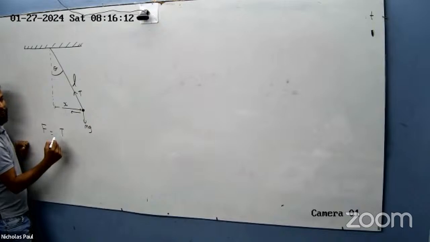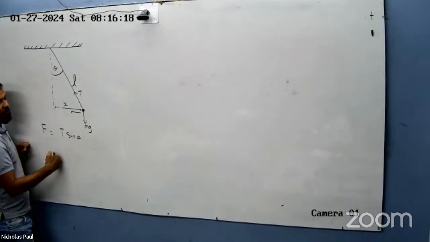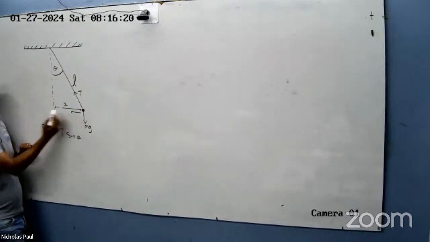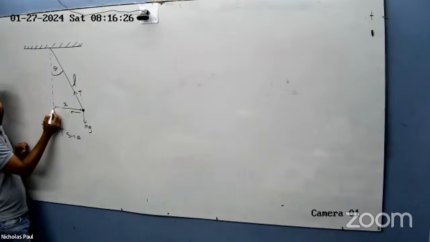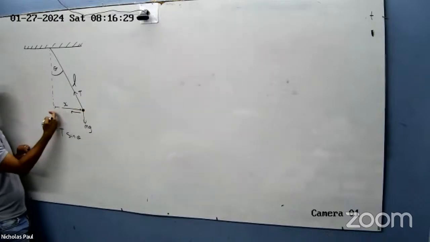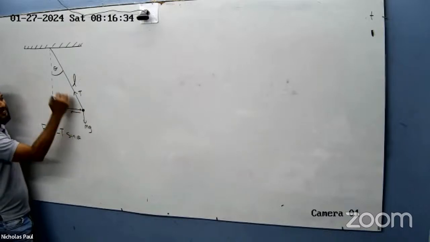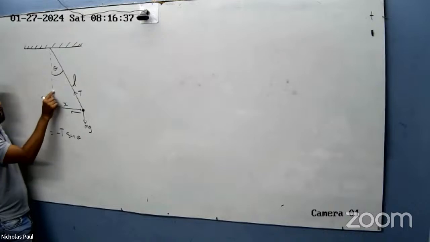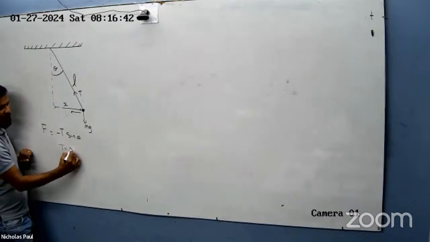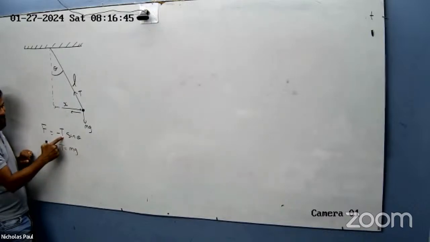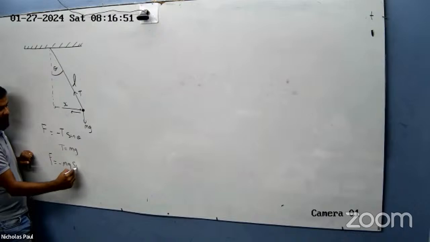If I resolve horizontally, won't I get T sine theta? And it's always acting back towards the center. Even if you pull it away here, it's acting towards the center. So F is equal to minus T sine theta. When the system is in equilibrium, tension is equal to weight, so T is equal to mg. So this T value here is really mg. So F is equal to minus mg sine theta.